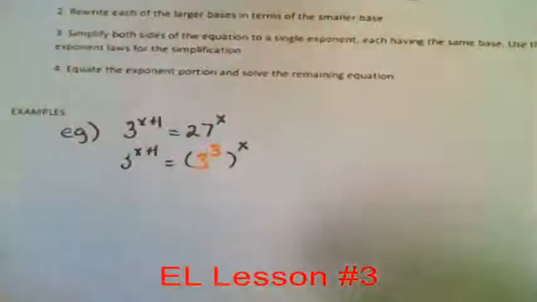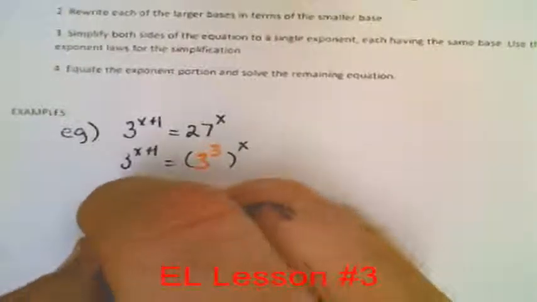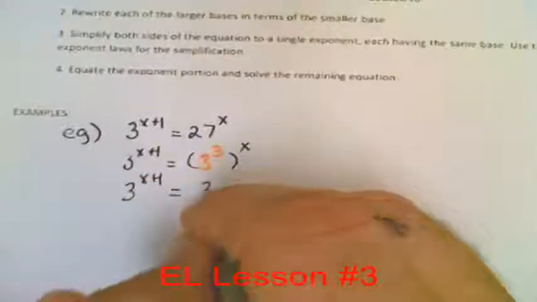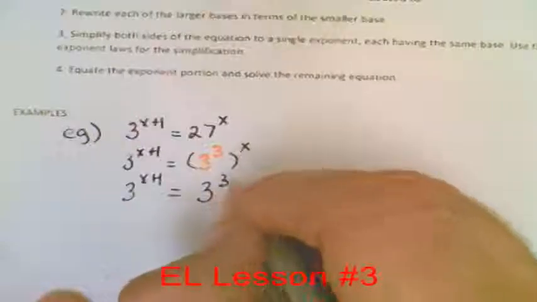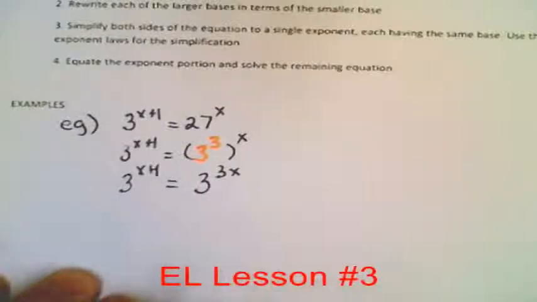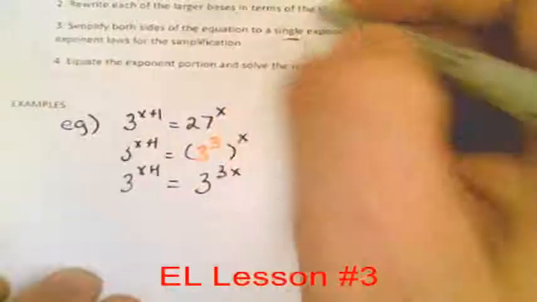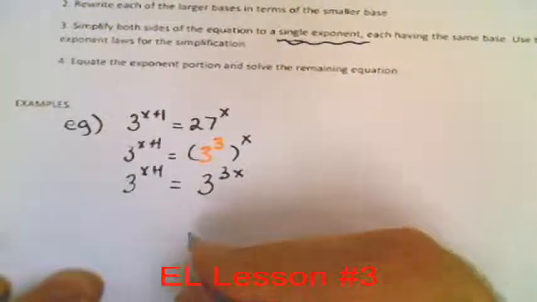Now, once I get 27 is 3 cubed, then I've got it in terms of a common base. So I'm going to use exponent laws on the complex side, this side here. The left still stays as 3 to the power of x plus 1. On the right, it's 3 to the power of 3 times x, because it's power to a power. Multiply the exponents, keep the base the same. Once I've got it as a single exponent on each side, that was step 3, way back up here: simplify to a single exponent, each having the same base.